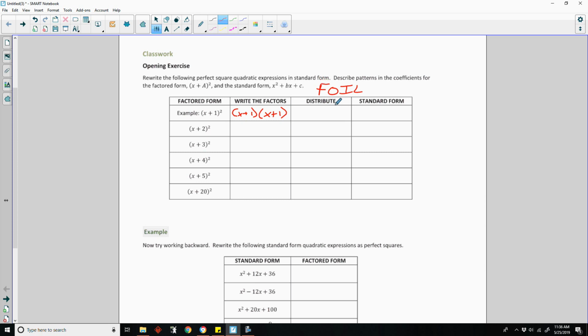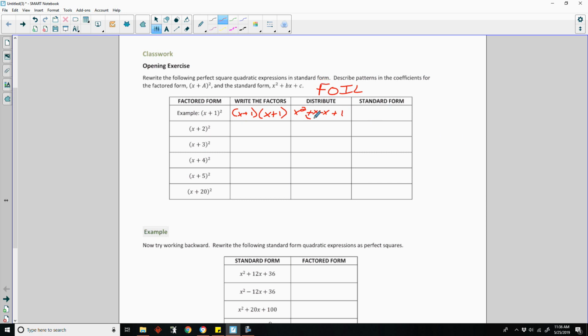Now it says to distribute. So if I multiply x times x, I get x squared. X times 1 is x. And we add them because there's pluses in between here. So we did the first, x times x. Outer, x times 1. Inner is 1 times x, which is also x. And then last, 1 times 1, which is 1.